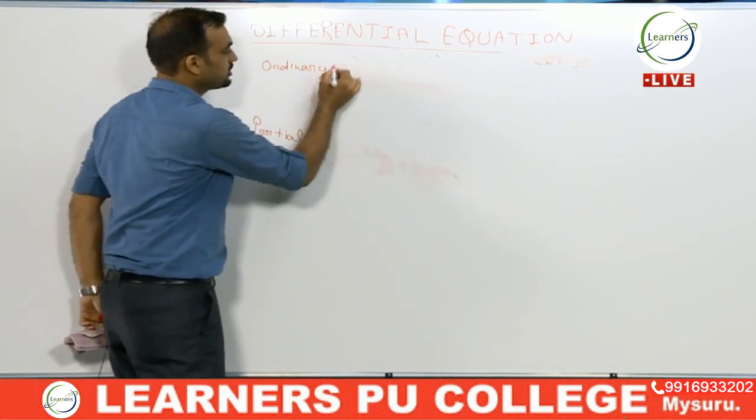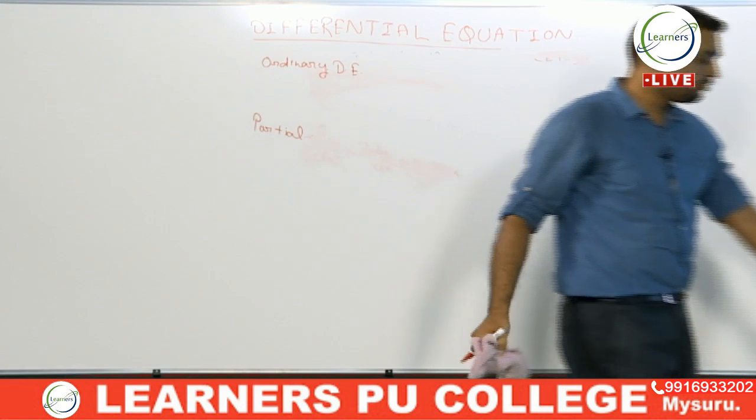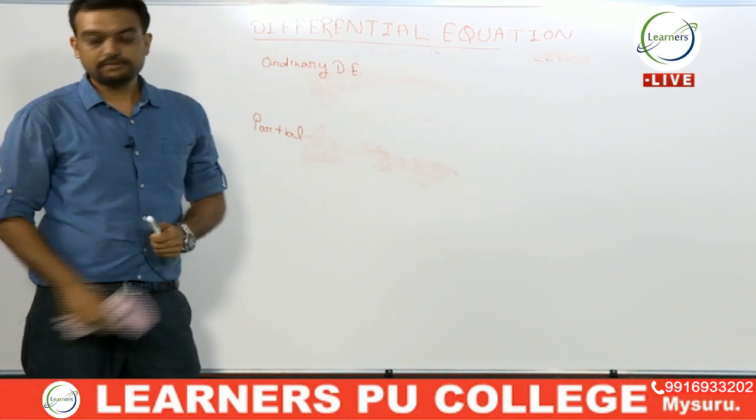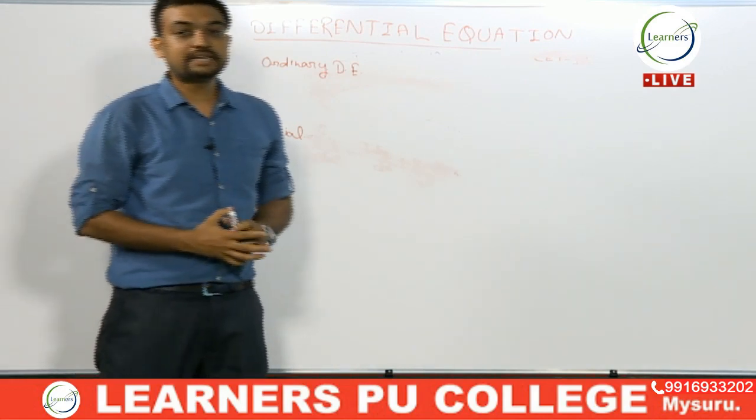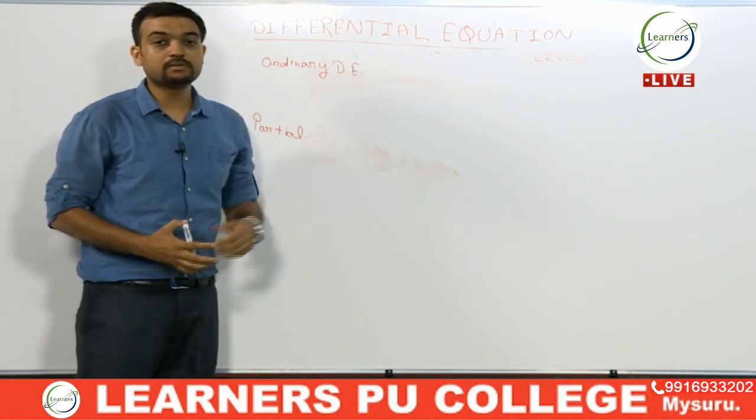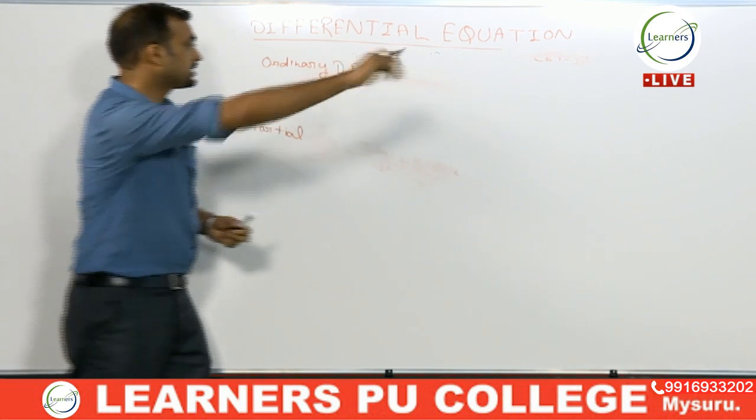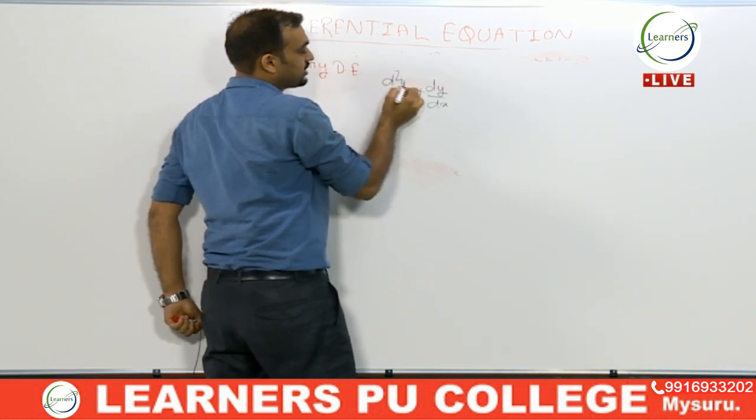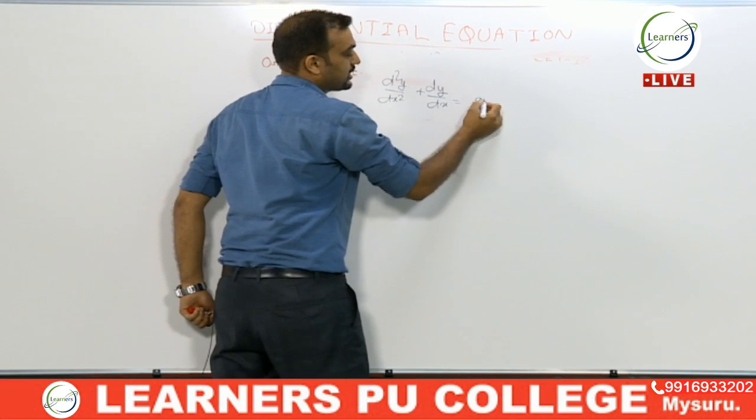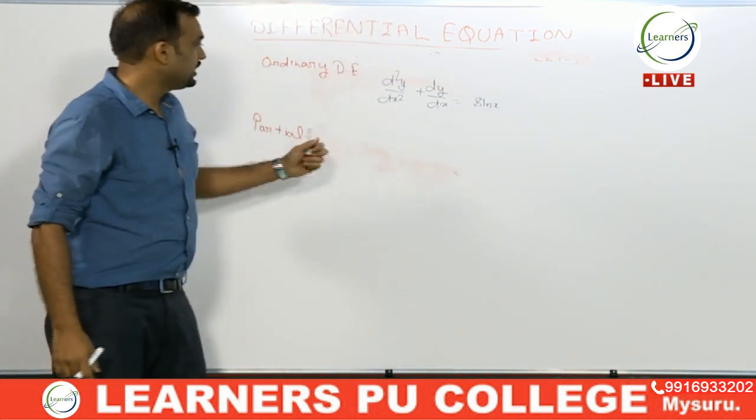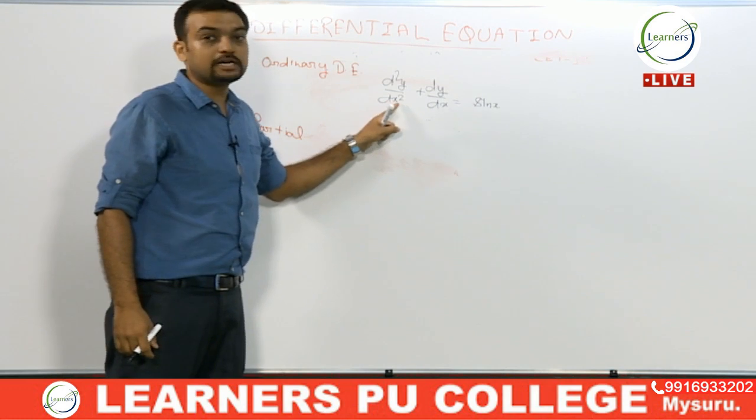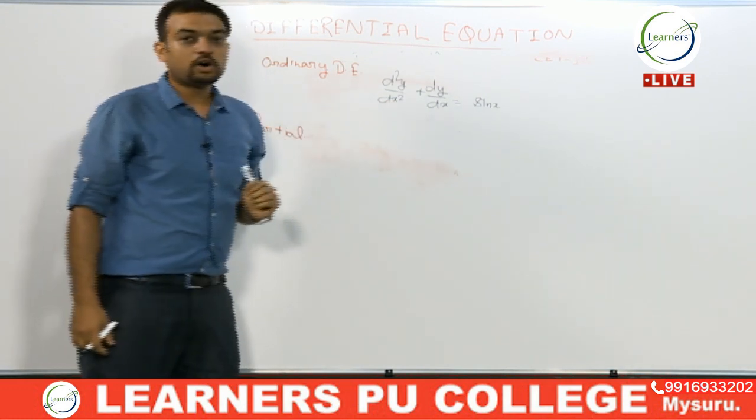What is an ordinary differential equation? A differential equation involving derivatives with respect to only one independent variable is called an ordinary differential equation. A partial differential equation is an equation containing derivatives with respect to more than one independent variable. For example, dy upon dx, or d square y upon dx square is equal to sin x. This is called an ordinary differential equation because it contains derivatives with respect to only one independent variable x. That's why it is called an ordinary differential equation.